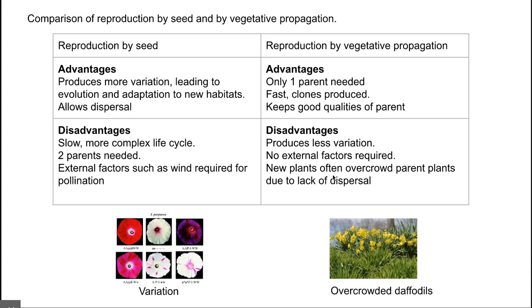New plants often overcrowd parent plants due to a lack of dispersal. So we do get crowding in reproduction by vegetative propagation. Here's the example of overcrowded daffodils. It's great that they all have the same color. They're all brightly colored, which is an advantage, but they're overcrowded. So that's going to affect the growth of all of them because they're crowded for space. So that's a disadvantage.